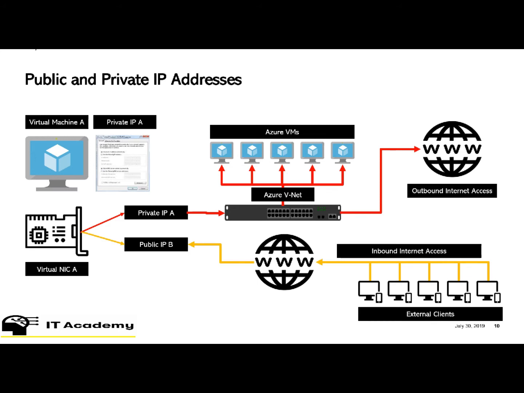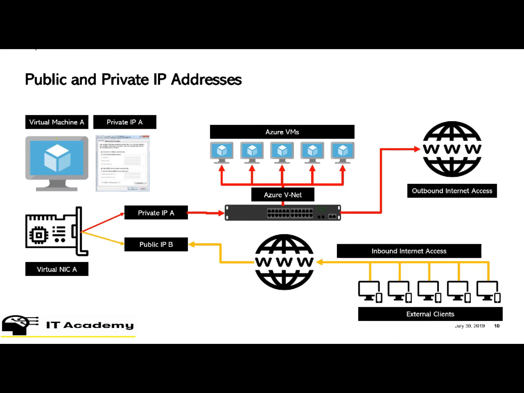What I can also do as well is configure each virtual network card to have a public IP address. That's connected through Microsoft's Edge network to the public internet. If I want to allow inbound internet access from clients on the public internet onto my virtual machine, I can do that by using a public IP address. So, public IP addresses and private IP addresses.